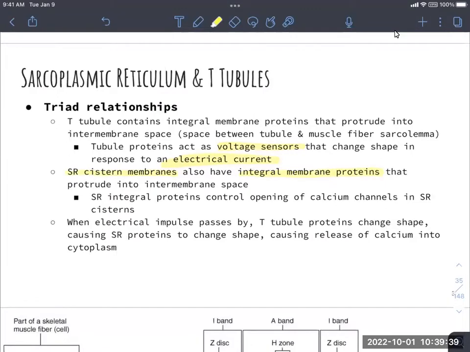If you remember from the cells chapter we looked at, they help control the opening of those calcium channels. We need calcium for our muscles to contract, so that's important. So when that nerve sends an impulse, those T-tubules change their shape. They cause the sarcoplasmic reticulum proteins to change their shape, and that's what allows calcium to flow into that cytoplasm.